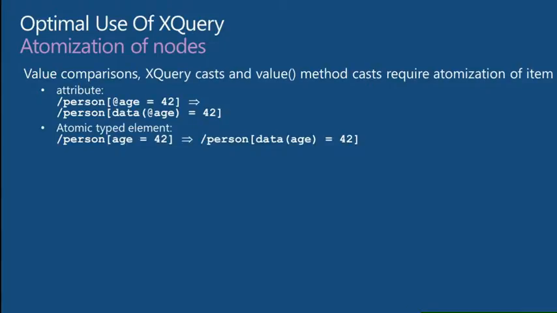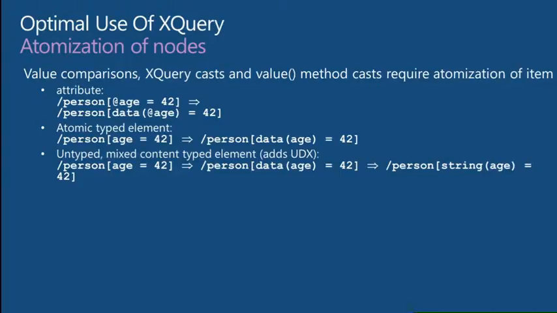Now, the same goes for atomic typed elements. The same thing happens. If you have untyped or mixed element content, then what happens is that we are actually taking the string value of that node. The string value of that node is defined as the concatenation of all textual leaf nodes underneath the tree of that node. And that's a complex aggregation.